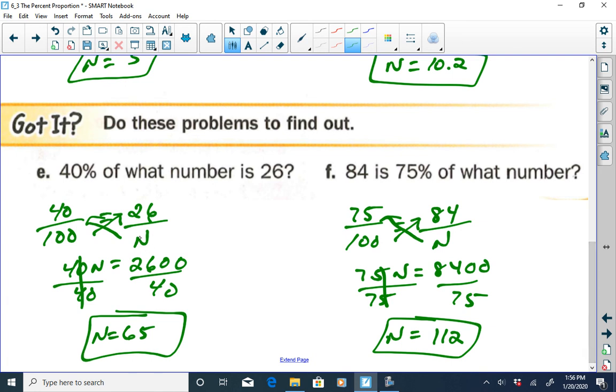And then the last type of example we do is where we're looking for the whole amount. And that whole amount is going to be the denominator of my part to whole ratio. 40 out of 100, right? We're given 40%, so we put that percent ratio over 100. 40 out of 100 is equal to 26 over some amount, right? Because 26 follows the word is, that's the numerator. What follows the word of? Well, the phrase what number, that's our variable. That's going to be the denominator of my other ratio. So when we use the cross products property, we divide, and we wind up with n is equal to 65.